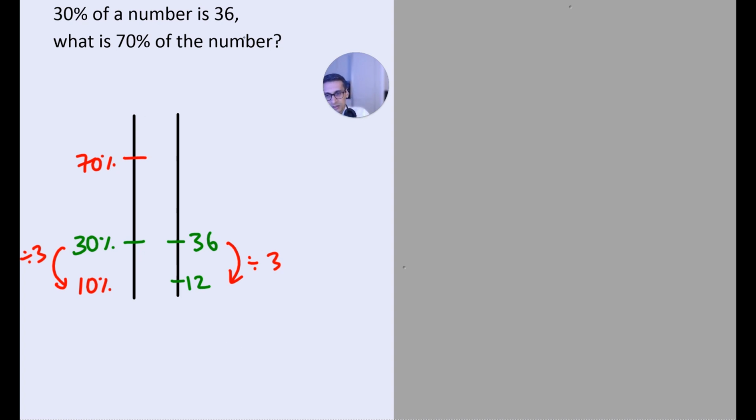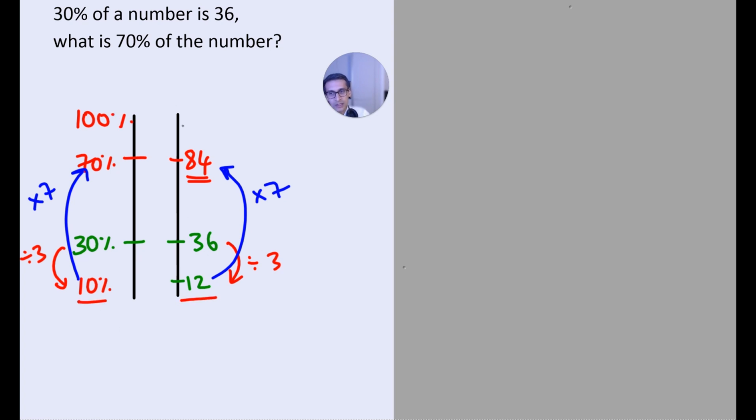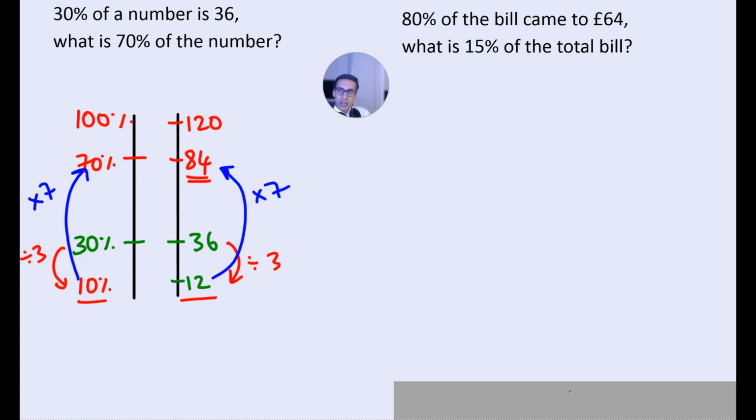And from here, can we go up to 70 in one go? I think we can. So 10 times 7, we're going to do 12 times 7. And that's going to give us 84. And that's our answer. So we actually didn't need to work out what 100% was. Although once we had 10%, 100% would have been easy. We know that's going to be 120 because it's 12 times 10. So similarly, can you try this question here? And then we're going to go through it together. Pause the video.